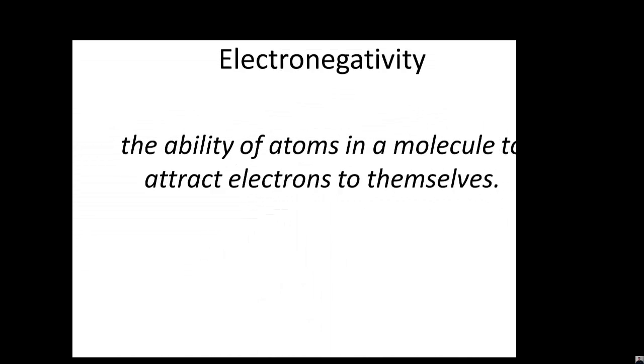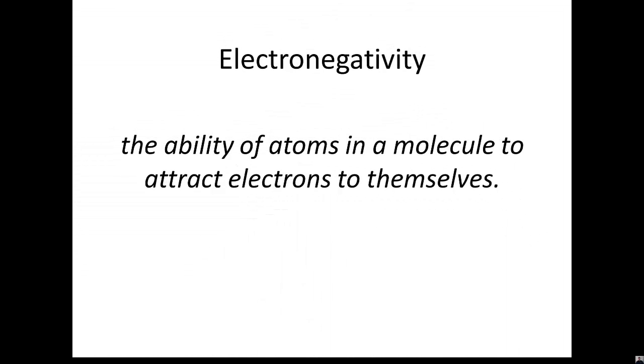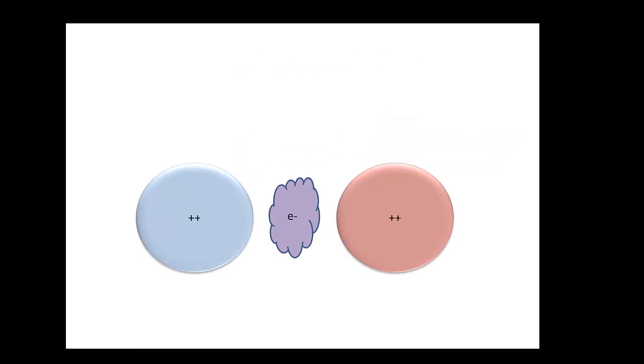We define electronegativity as the ability of atoms in a molecule to attract electrons to themselves. We're looking at individual atoms, so every atom is going to have some ability to draw an electron to itself. This is similar to the idea of electron affinity, but electronegativity has to do with atoms that are stuck together in a single molecule. Electron affinity is an atom all by itself, with the ability to draw an electron to itself. Here we're looking at those atoms that are in a molecule, so they're sharing electrons.